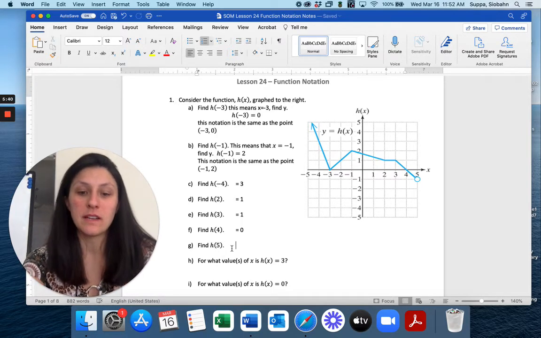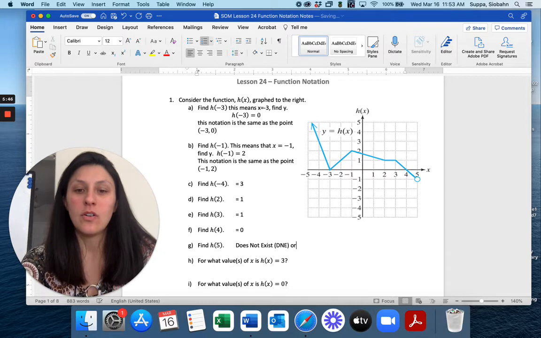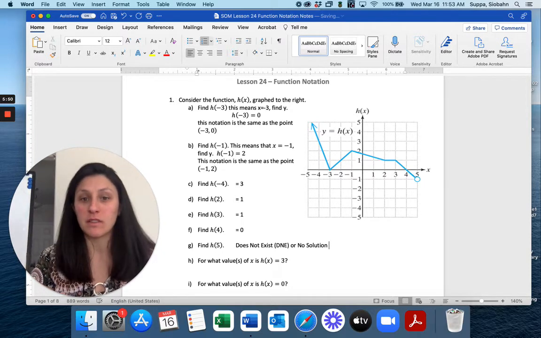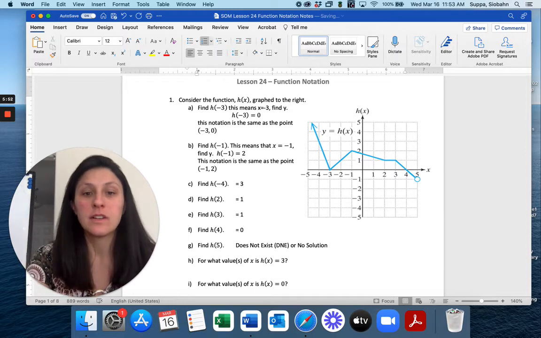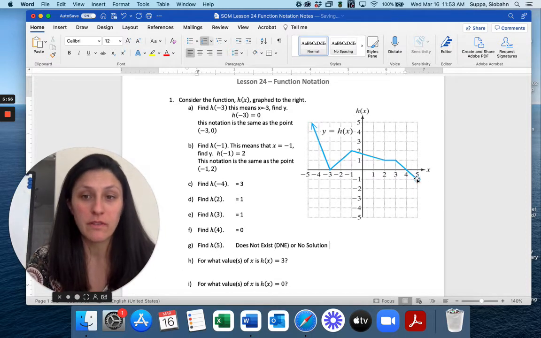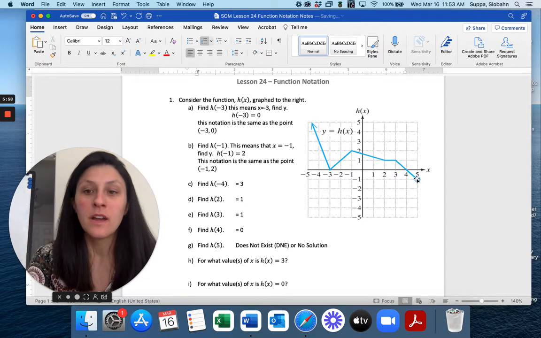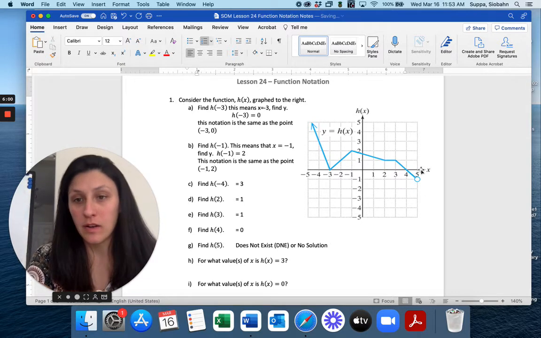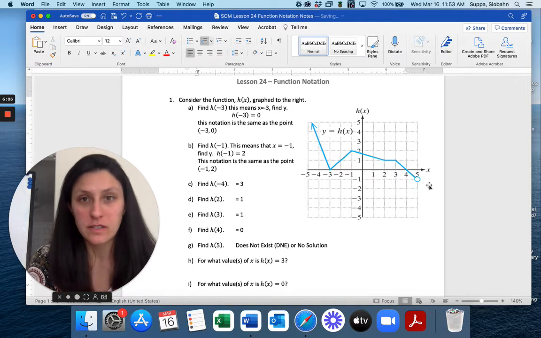And so what we would say here is does not exist, which you might see abbreviated as DNE, or you could say no solution as well, because that means the same thing. There is no answer to the value of H of 5 because there is no point on this graph. It would be similar if I asked you, what's H of 6? Well, H of 6 would be over here, and the graph stops right there, so there is no value.